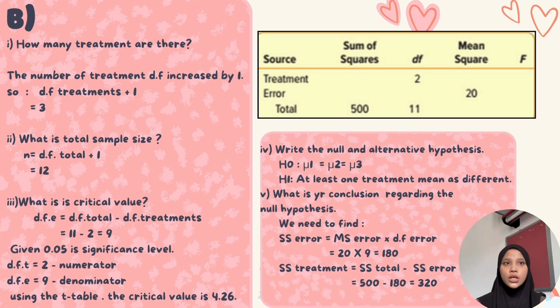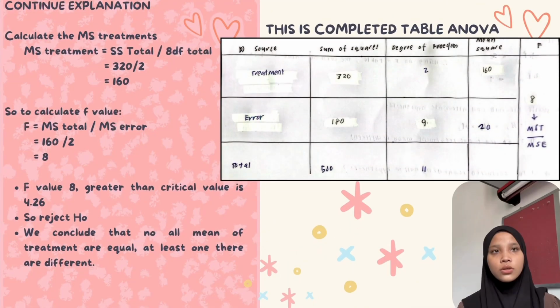Question 5. What is your conclusion regarding the null hypothesis? So first, we need to find the SS error and SS treatment. SS error equal to MS error times DF error. So 20 times 9, we get 180, and SS treatment equal to SS total minus SS error. So 500 minus 180, we get 320. So the next step is to calculate the MS treatment equal to SS treatment divided by DF treatment. So 320 divided by 2, we get 160.